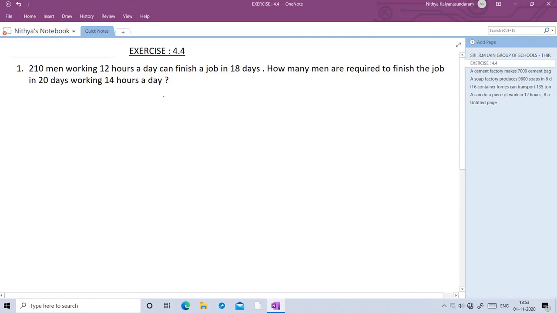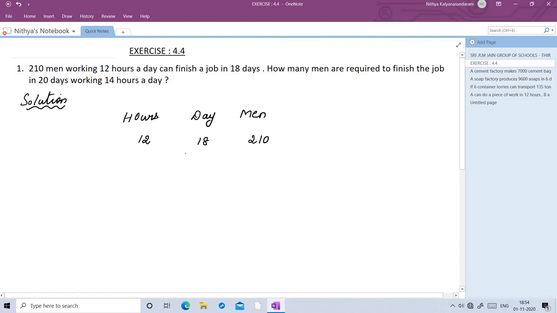So we want to find out how many men are required. Here it is given hours, days and men. So we want to compare all the three. Hours, days and men. So 12 hours, 18 days, 210 men. So 210 men working 12 hours a day.